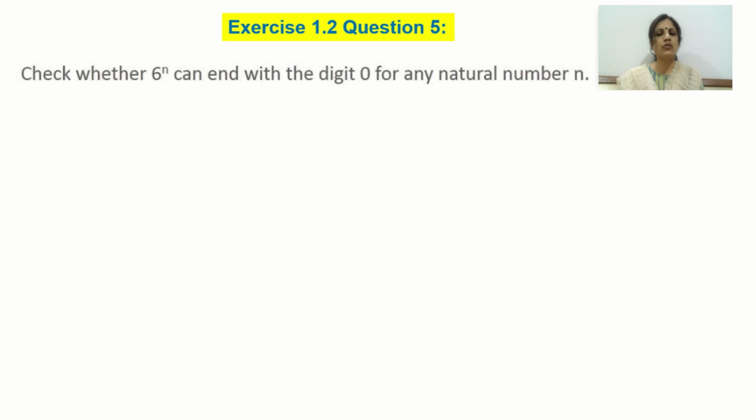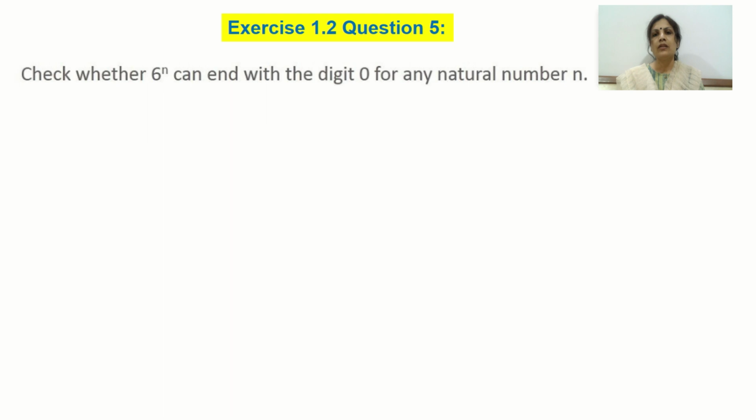This is exercise 1.2 question number 5, and the question is, check whether 6 raised to n can end with the digit 0 for any natural number n. So we need to find out whether 6 raised to n is equal to any number, say 1, 2, 3, 4, 5, 6, 7, 8 and so on, and whether this number ends with the digit 0.